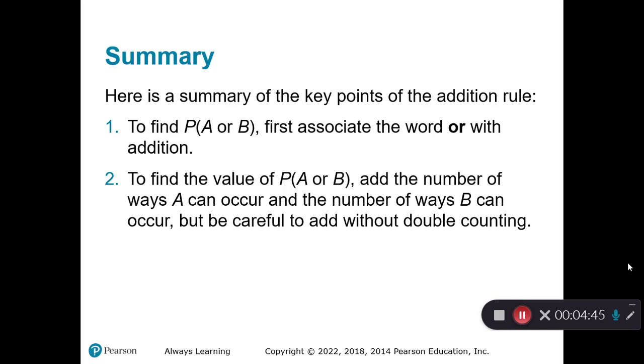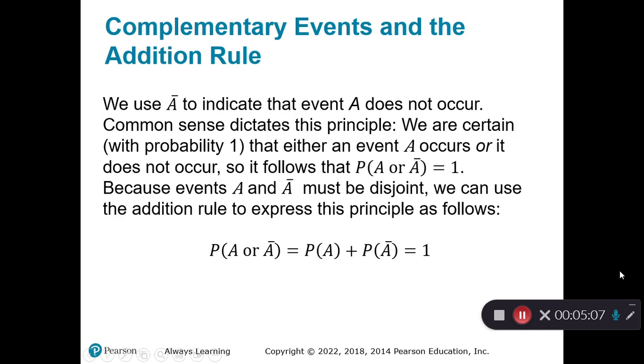So here's a summary of the addition rule. To find the probability of A or B, first we want to make sure anytime we see the word or, we're associating it with addition of probabilities. To find the value of the probability of A or B, we add the number of ways that A can occur to the number of ways that B can occur, being careful not to count any outcomes multiple times.